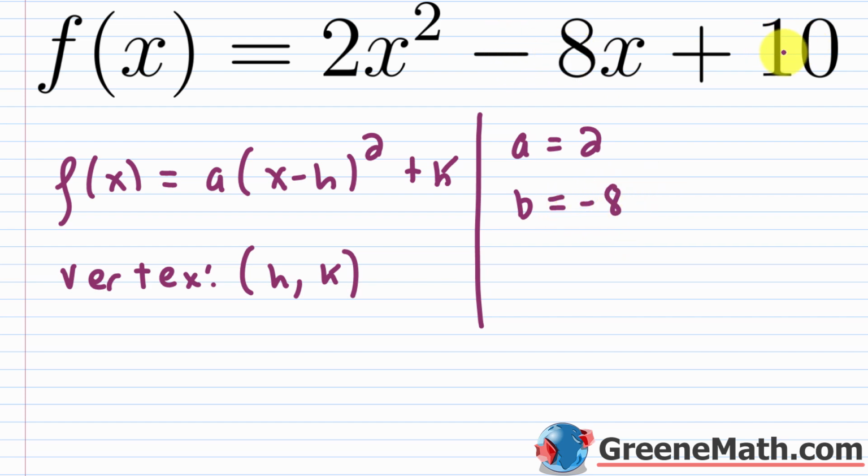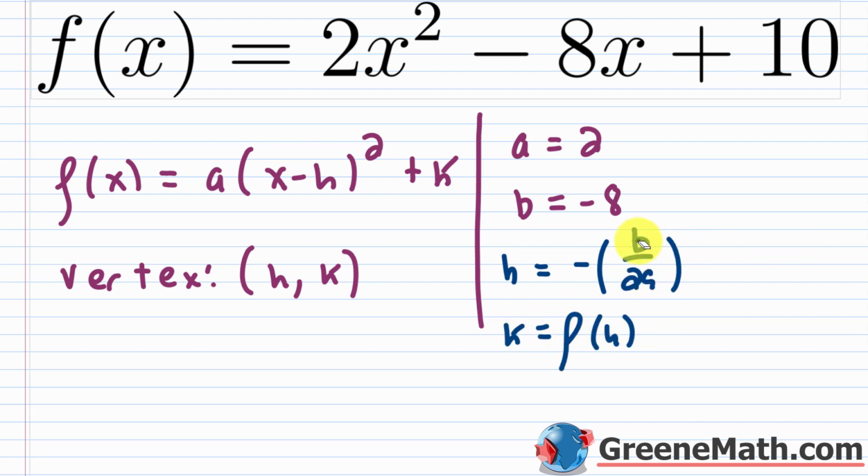Again, don't worry about c, we don't need it. And so if you want your h, this is equal to the negative of b over 2a. Again, I'm just going to wrap this in parentheses so I don't make a sign mistake. So the negative of b over 2a. And then your k, if you want to write that now, that's f of h.